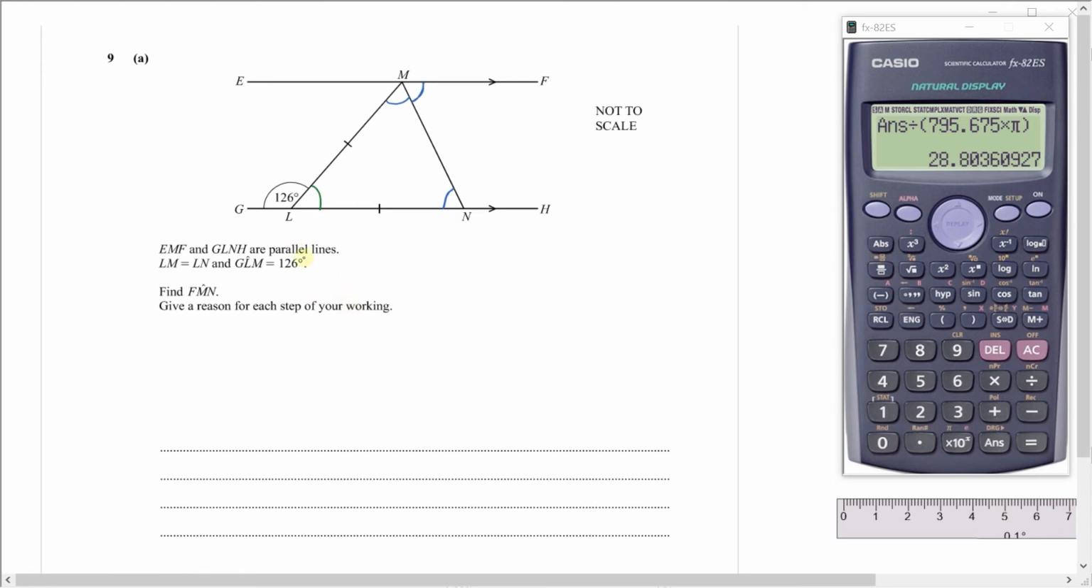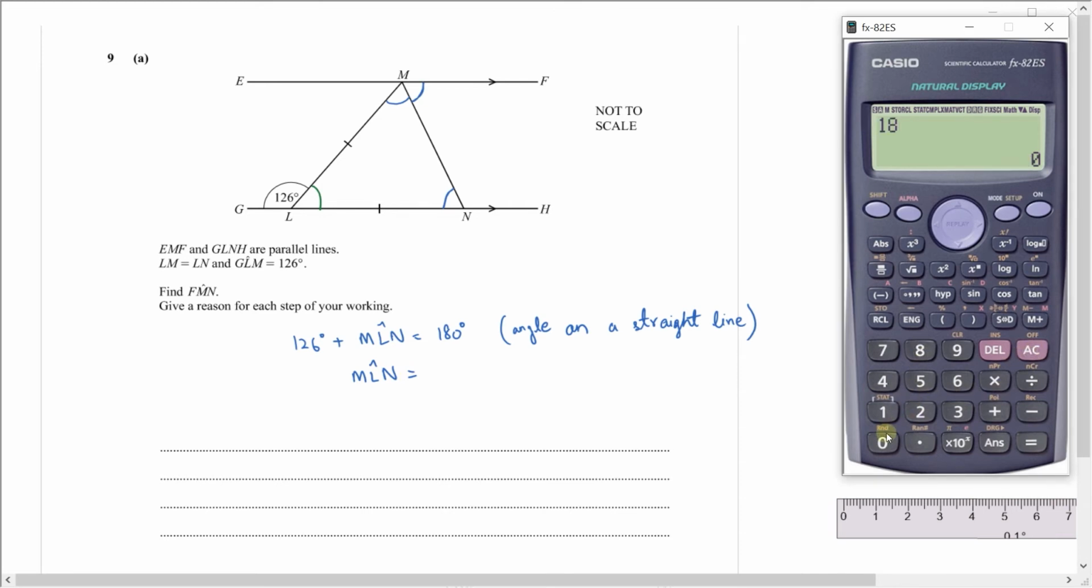So we can say that 126 degrees plus angle MLN will equal 180 degrees because it's an angle on a straight line. So this will give you MLN equals 180 minus 126, which is 54 degrees. So this angle here is 54.